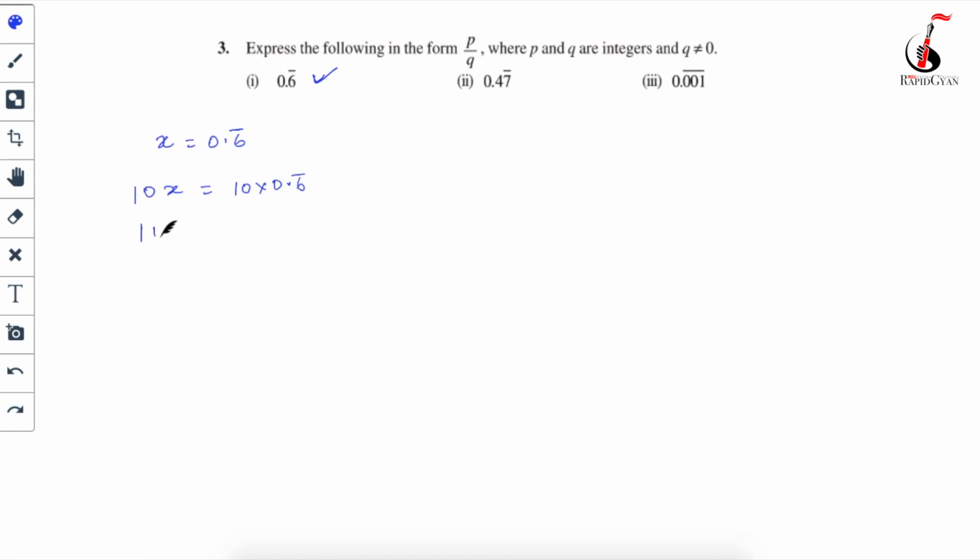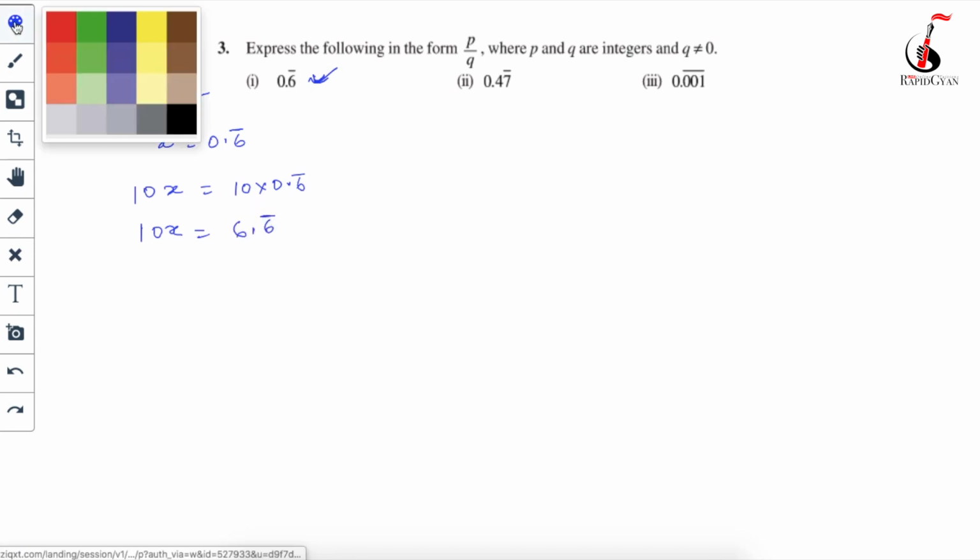So this will become, beta, 10x is equal to, what will happen if you are going to multiply with 10? So this 0.6, beta, I can write like this, 0.666 and so on. So if I will multiply this with 10, what will I get? I will get 6.666 and this will keep going. So this I can write as 6.6 bar.